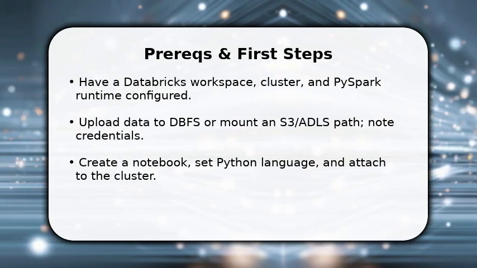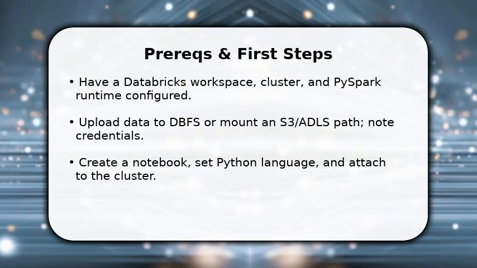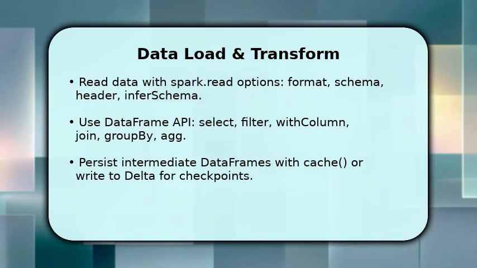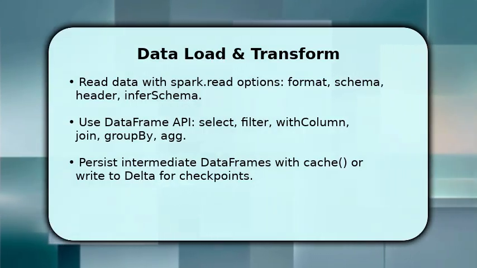Now load and inspect data using Spark. Read with explicit format and schema to avoid surprises. Once loaded, call df.printSchema and show a few rows. After that, apply transformations with the DataFrame API.